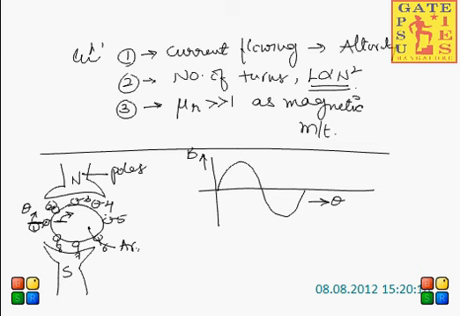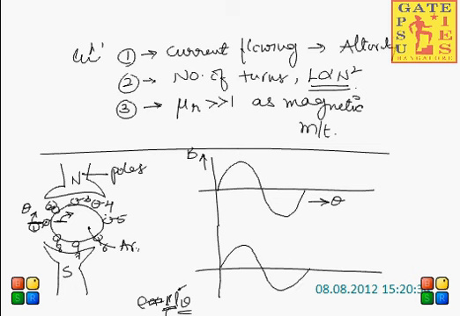Now, what about the induced voltage? According to E is directly proportional to or equal to BLV. Velocity is constant, and the active length of the conductor is also constant. So whatever remains is B only. So if this is the waveform, what about the induced voltage? The induced voltage waveform also will be like this. Now, this is the induced voltage E in conductor number 1 with respect to time.